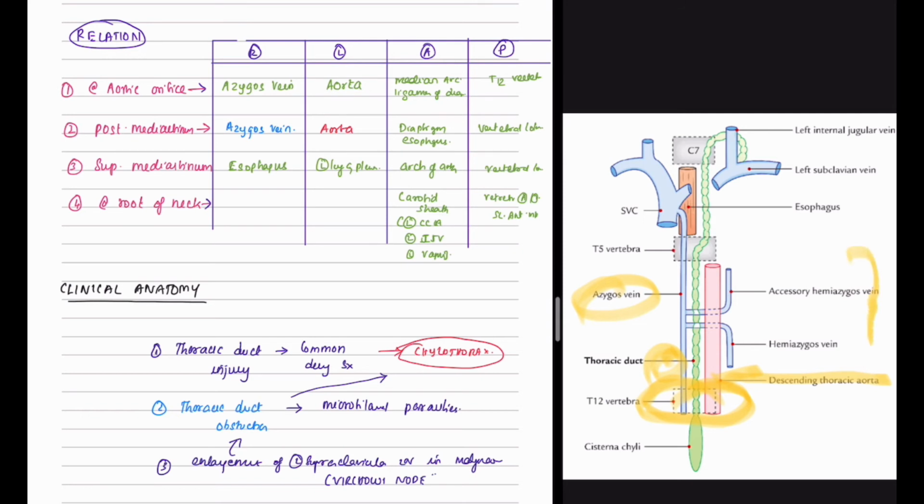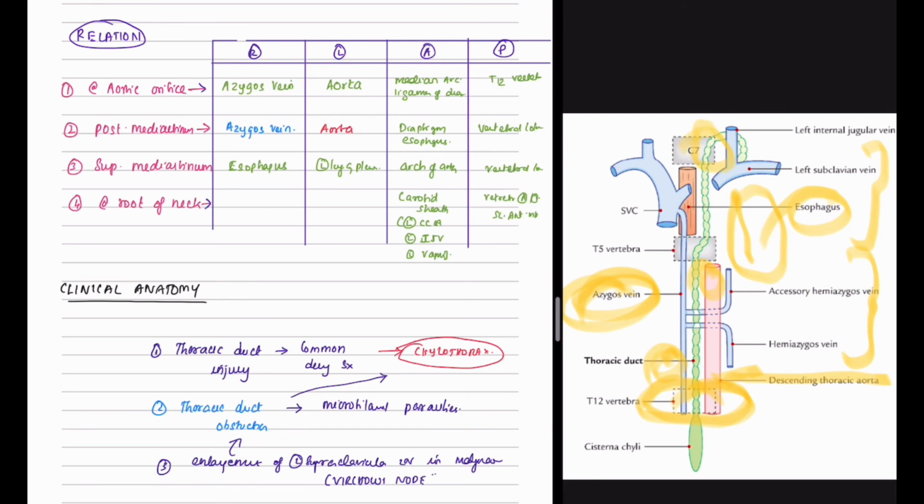In the posterior mediastinum, right side by the azygos vein, left side by the aorta, anterior by the diaphragm and esophagus, and posterior by the vertebral column. In the superior mediastinum, right side by the esophagus, left side by the left lung and pleura, anterior by the arch of the aorta, posterior by the vertebral column.